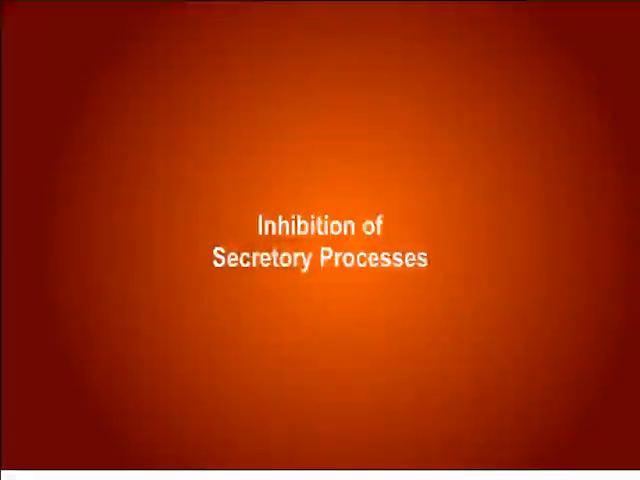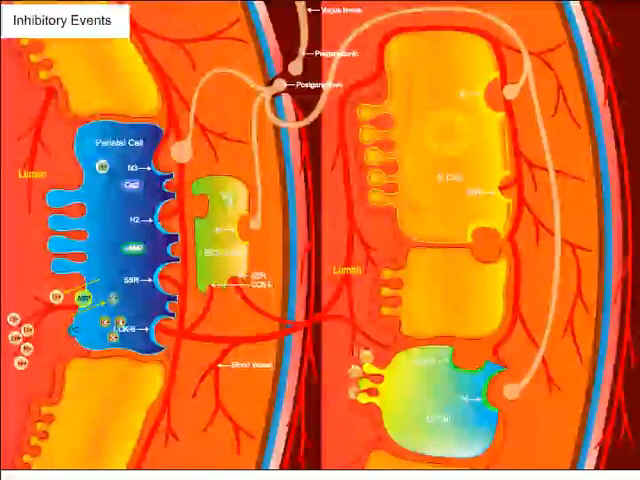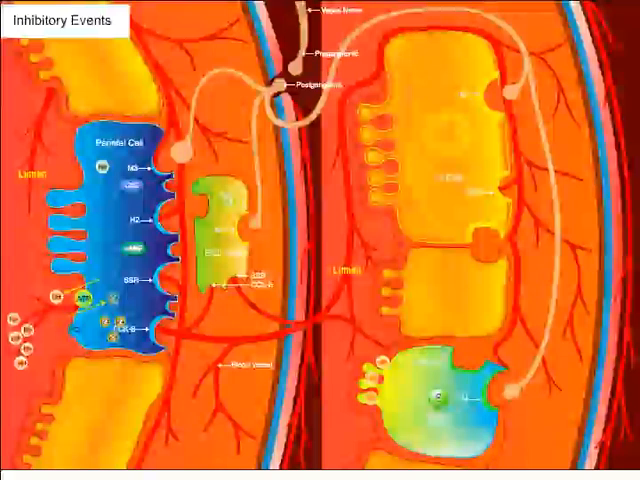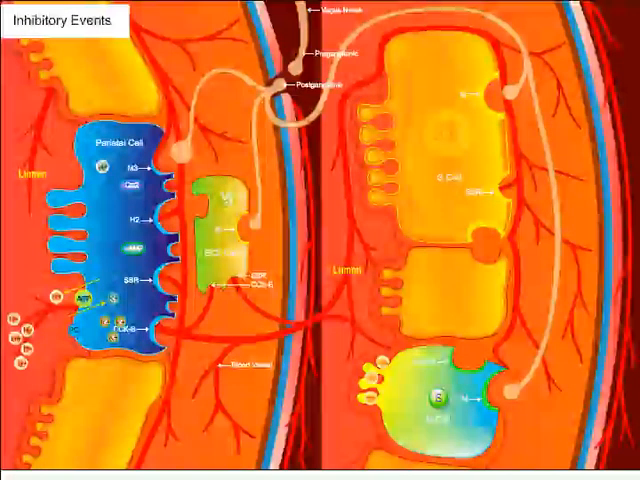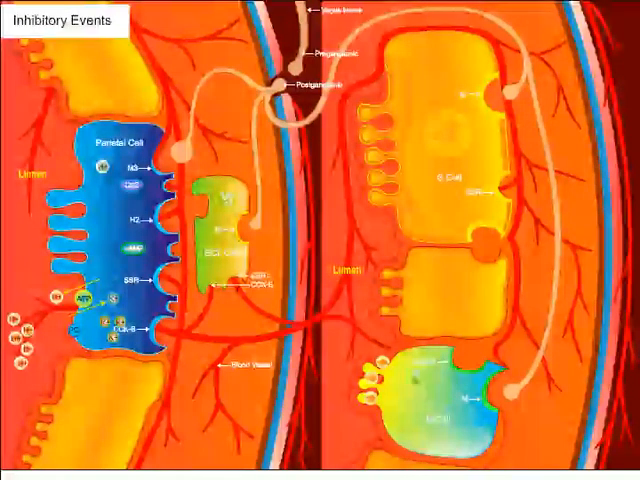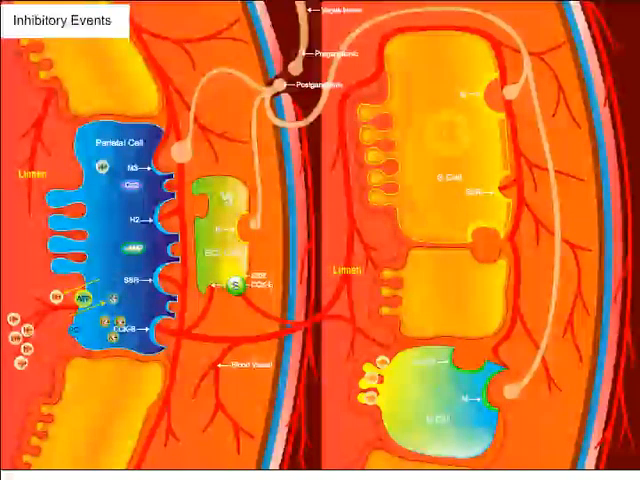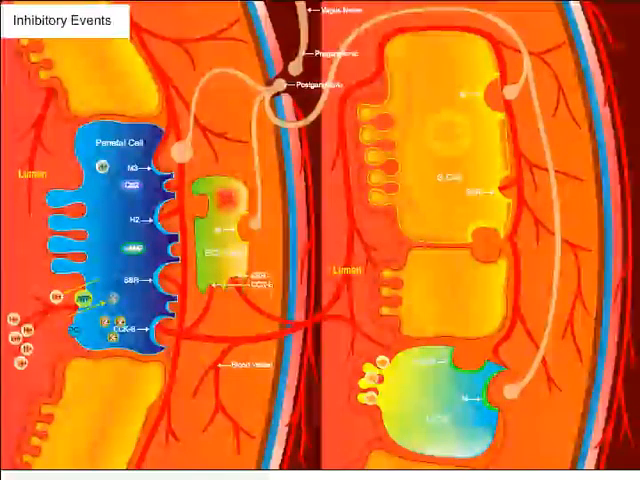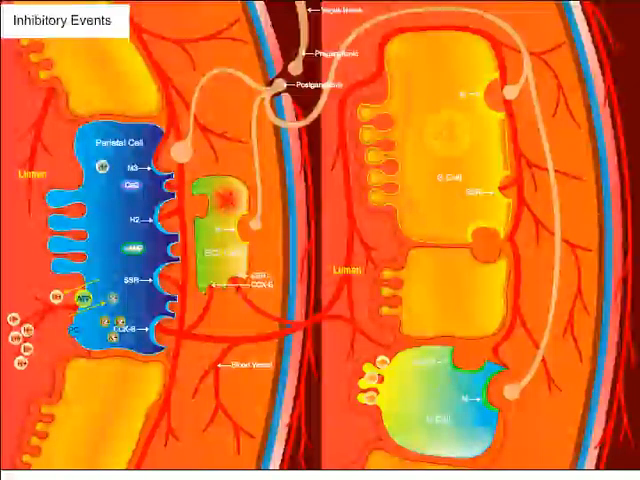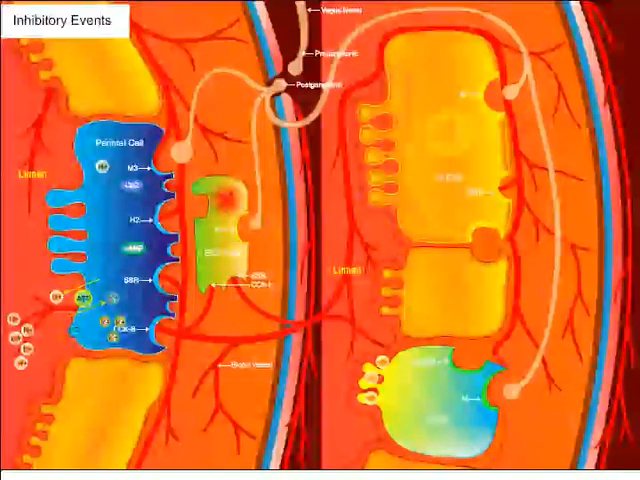Let's now review the inhibition of secretory processes. The presence of high levels of hydrochloric acid, and thus a low pH in the lumen of the stomach, stimulates D cells in the antrum to release somatostatin. Somatostatin then binds to its receptors on ECL cells to inhibit histamine release, thus resulting in decreased acid secretion.